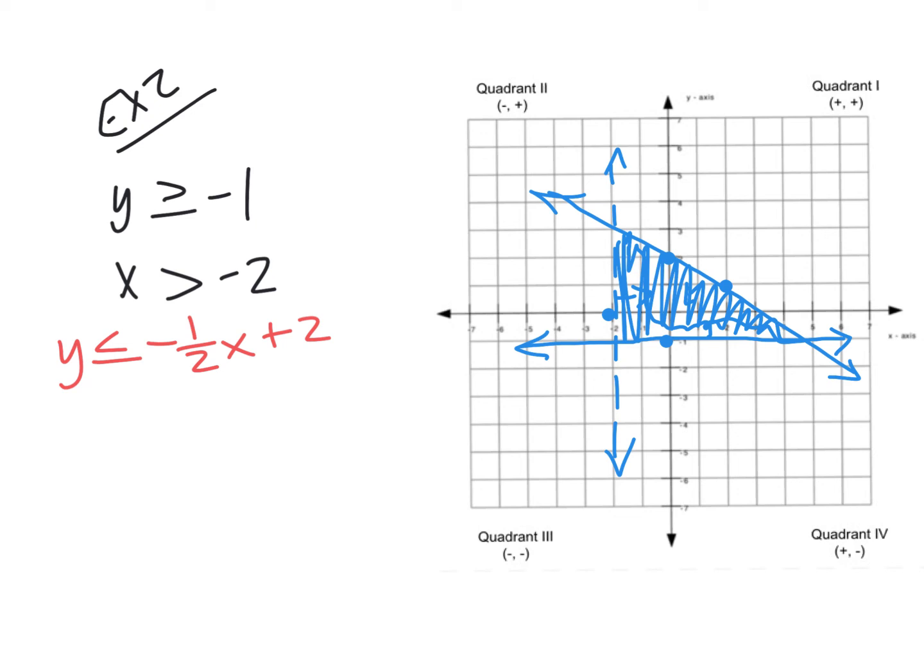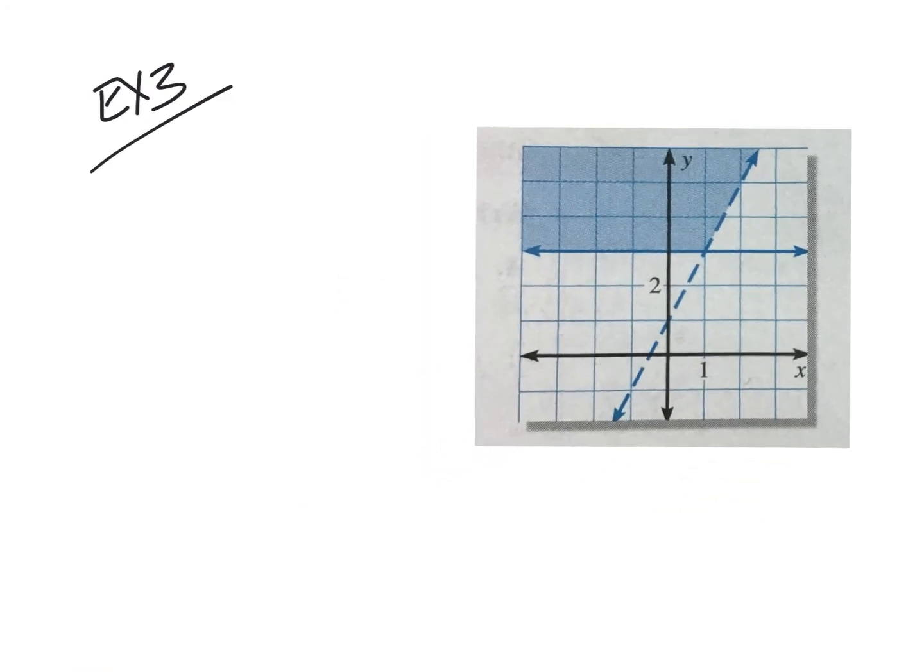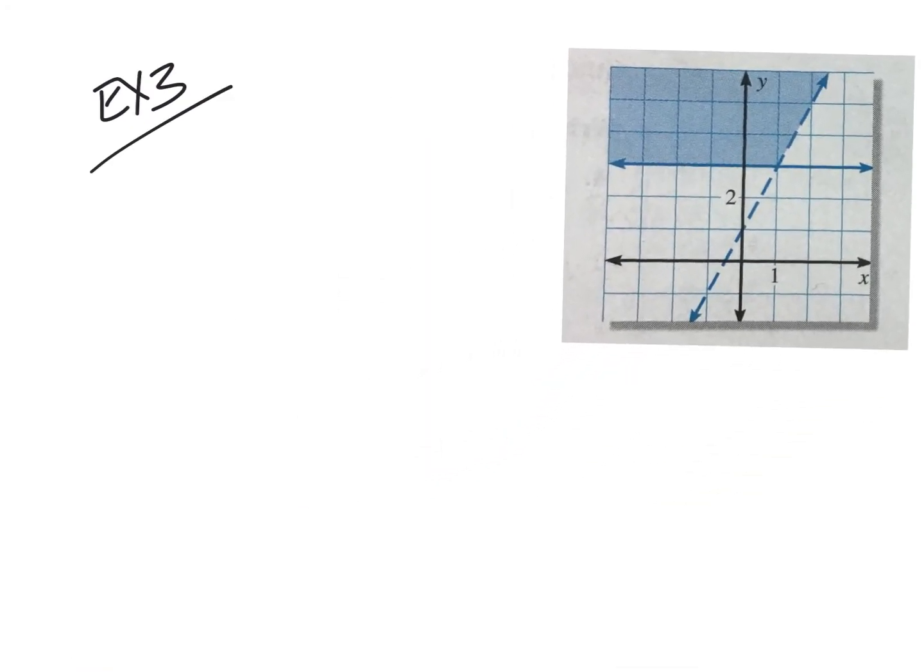Okay, so let's look at example 3. Write a system of linear inequalities. Oh, we're going to go in reverse. So, let me take this picture. All right, so we have a graph with lines on it already, and it says to write a system of linear inequalities for the shaded region. So we are going to create the lines.